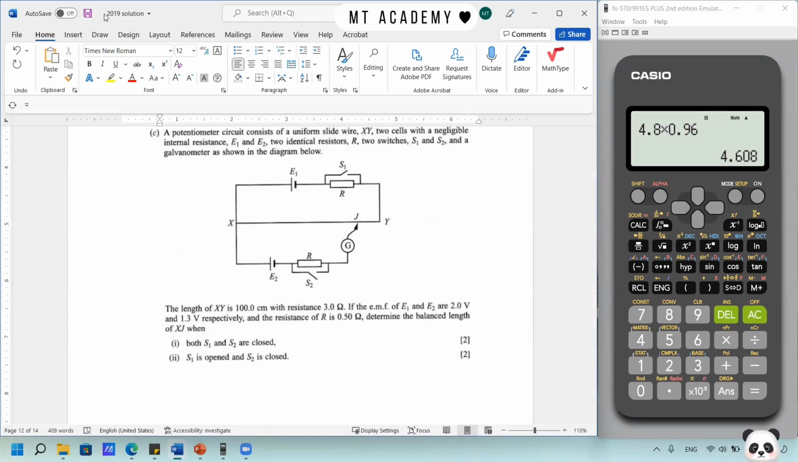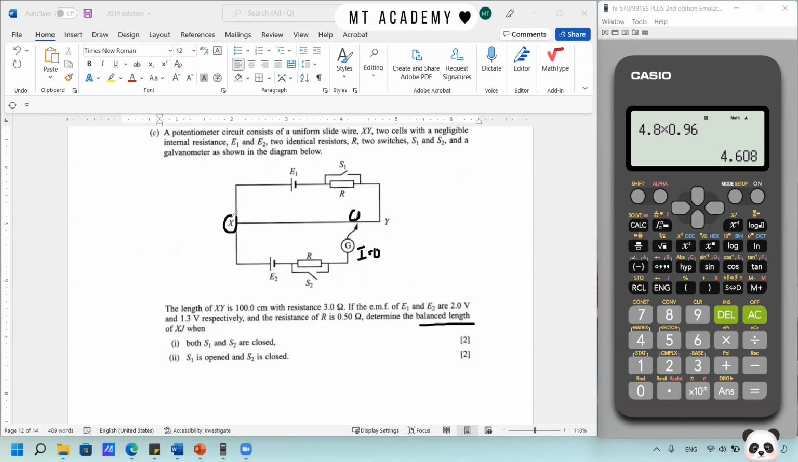Determine the balance length. First of all, you need to understand what the balance length is, which we have discussed before. Balance length is when the galvanometer reading is equal to 0, which means that the current between J and this point is 0. There's no current flowing between the top circuit, known as the driver circuit, and the bottom; no current flows from the top to the bottom. This is a very important concept you need to understand for the potentiometer. So balance length is when there's no current. So what we have is the voltage across X and J.